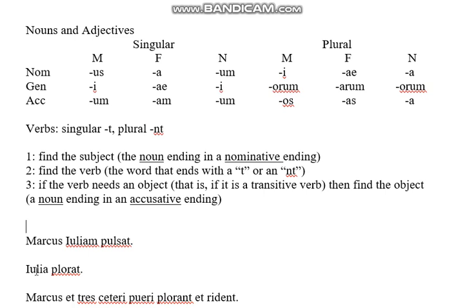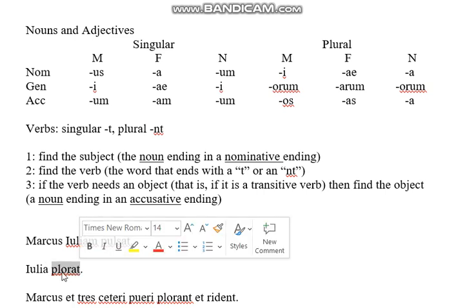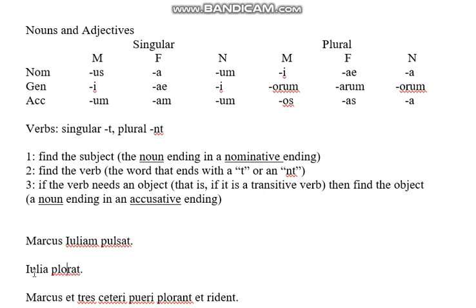so we know that Iuliam is the object. All right. Next, we have Julia plorat. We can see that Julia is now the subject because we know that Julia is a feminine word, and the only ending for the feminine right now is the nominative singular feminine. All right, so Julia is the subject, and then we can find the verb plorat. Plorat, we know it's the verb because it ends in a T. So Julia plorat, Julia cries. Does cry need an object? Not really. All right, so this is all we need for a sentence.